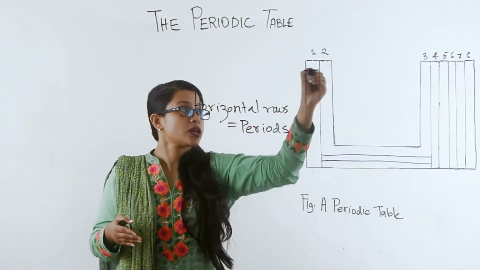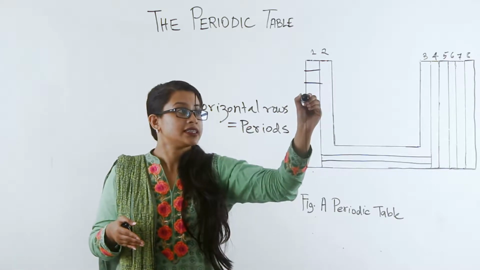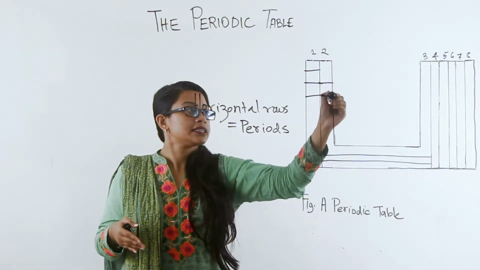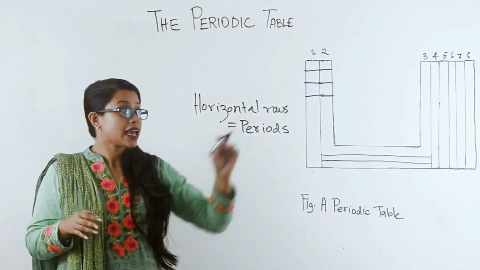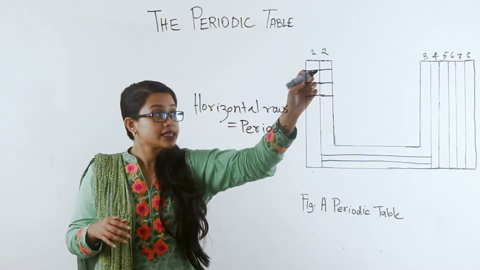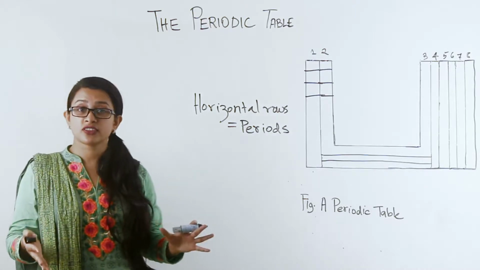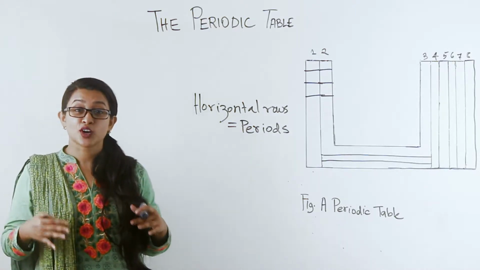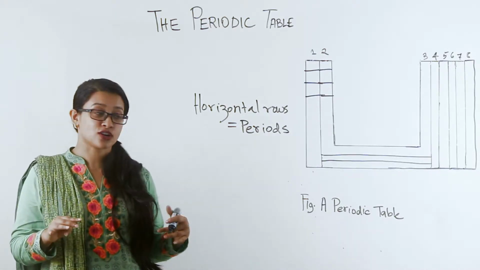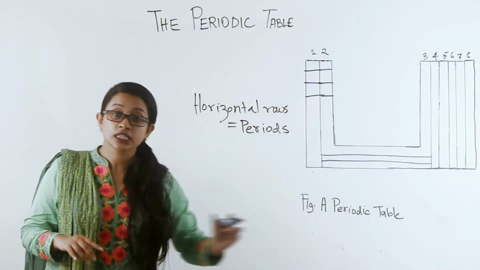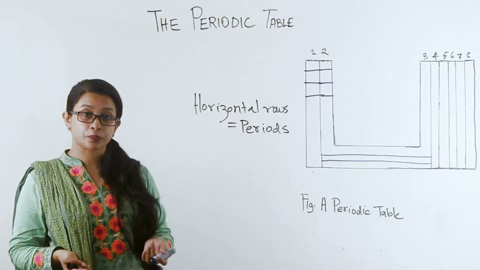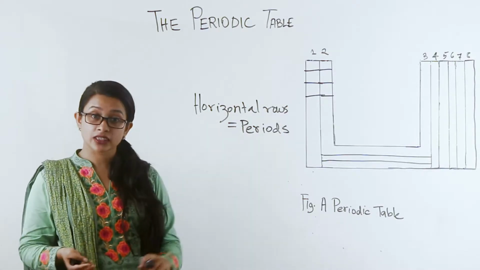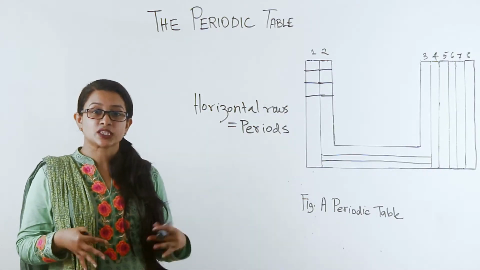So, if the horizontal rows in a periodic table are known as periods, the vertical column, which each contains one element, and this element and this element and this element, each of them has the same number of outermost shell electrons. So this vertical column in a periodic table is known as a group. And the vertical columns altogether, 8 of them, are known as groups.